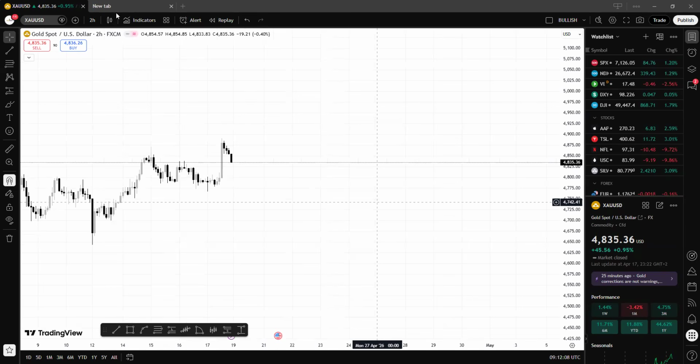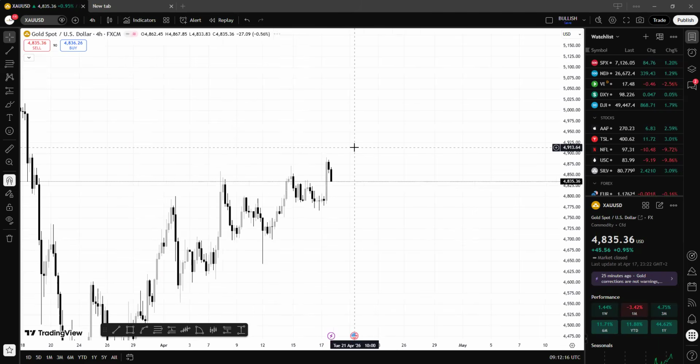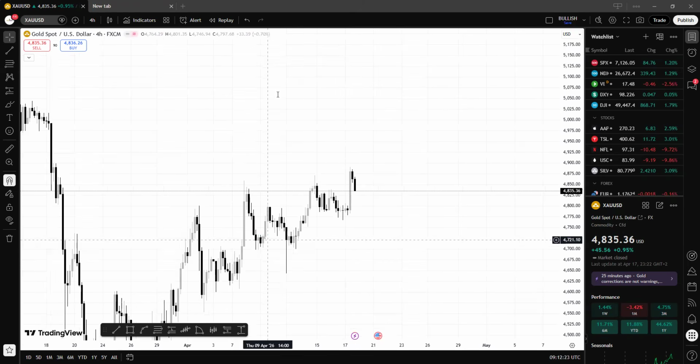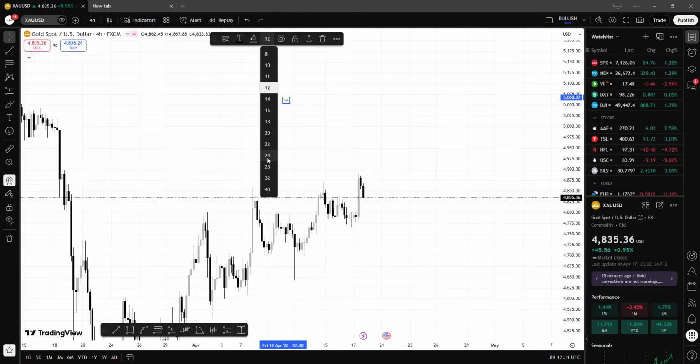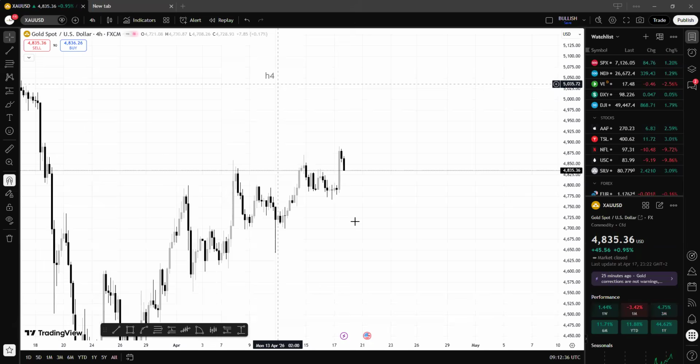The first thing that we want to do when we open our charts, personally myself, I move to H4. So when I move to H4, generally what I'm doing in my H4 is looking at the overall market direction. Where is my market going? And what's the structure looking like in my market?